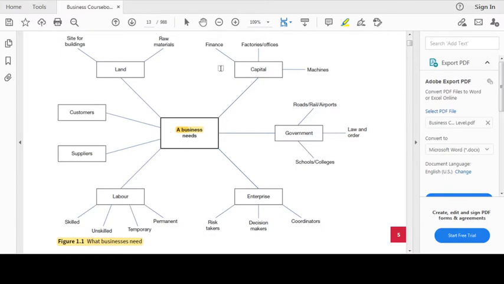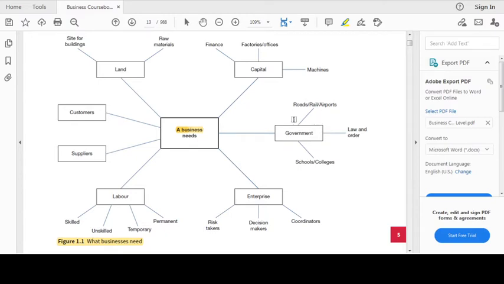What else does a business need? A business needs capital. What is capital? It's finance, factories, offices, machines, any kind of machinery involved in the business, and money involved in the business. All these things are capital. Other than that, what does a business need? A business needs rail, airports, government.